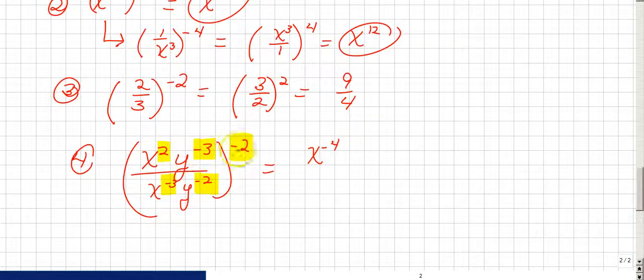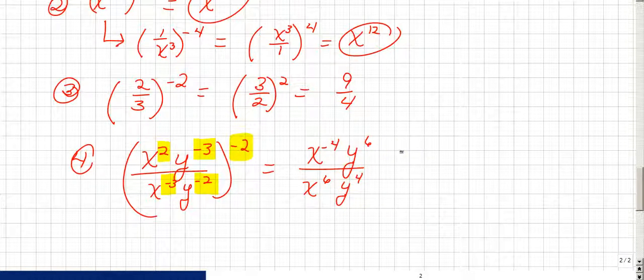Y to the negative 3 to the negative 2 becomes y to the positive 6. Denominator, x to the negative 3 to the negative 2 becomes x to the positive 6. Y to the negative 2 to the negative 2, y to the 4th. All right, now what we did, we got rid of several negative powers. We only have one negative power left.